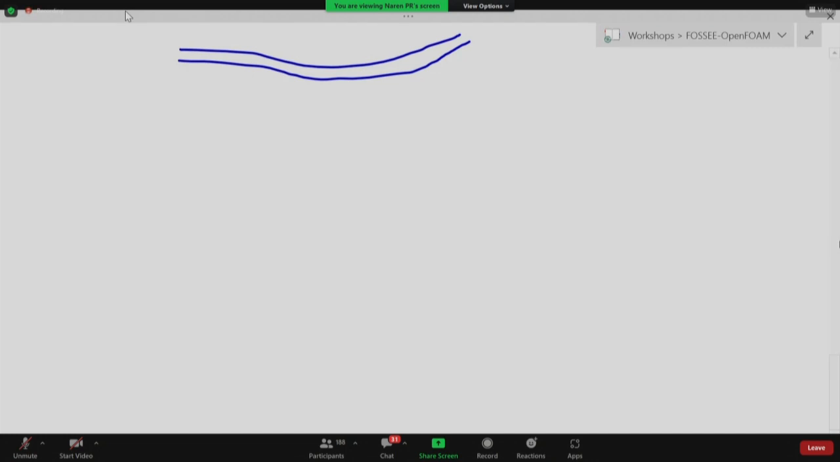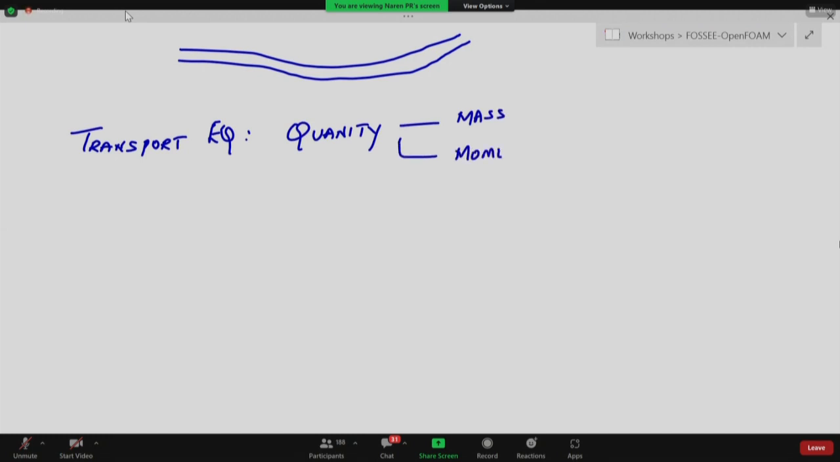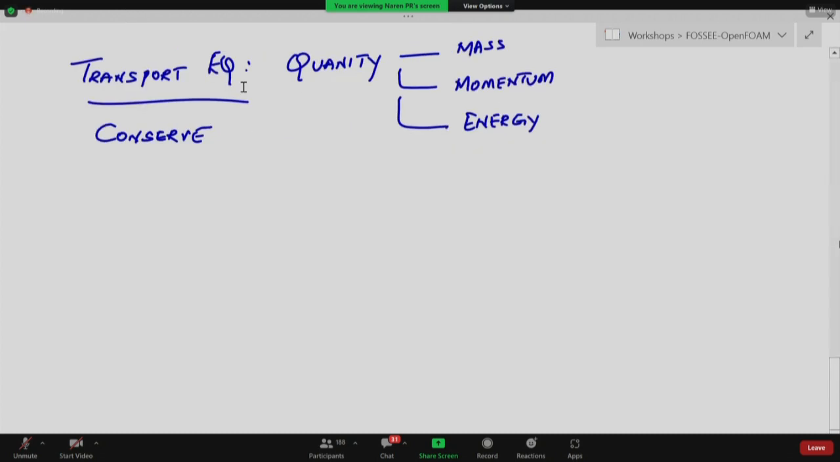All the transport equations, what we call transport equations in CFD, are about the transport of a quantity. Let us assume that it is the transport of a quantity. The quantity can be either mass or momentum or energy. And we follow a phenomenological model. That means we will conserve this quantity. We have to preserve this quantity. This quantity cannot be lost, right? That is the very fundamental.